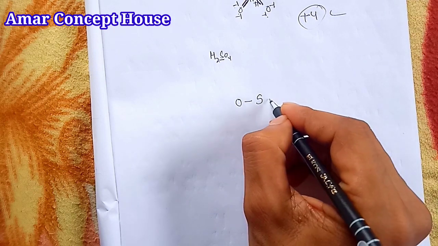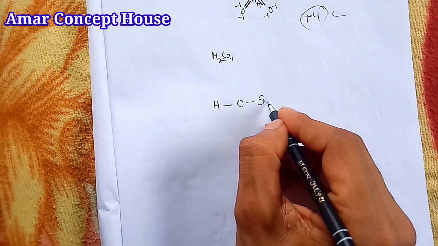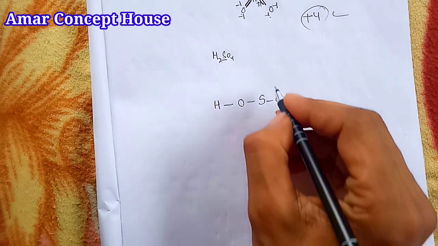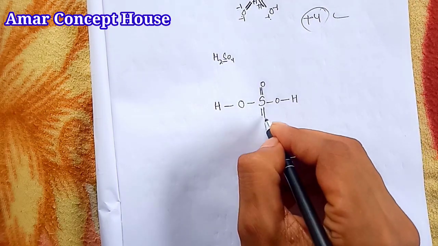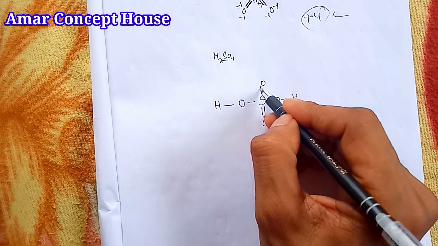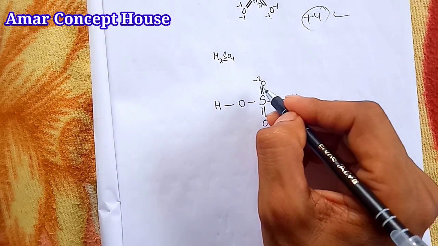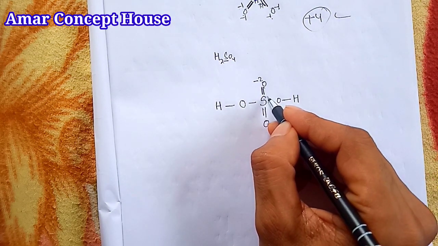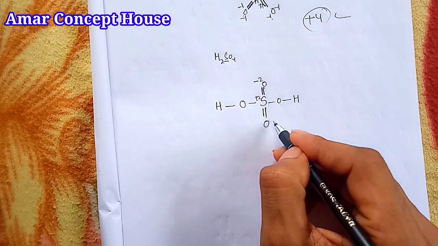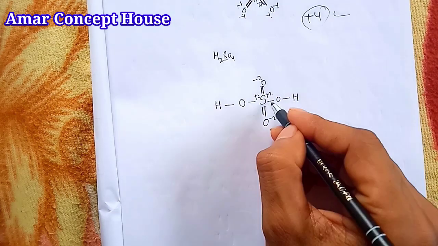single bond O, single bond H. Yes, single bond O, single bond H, and double bond O, double bond O. Now for these two bonds, on oxygen -2, and on sulfur +2. And similarly for these two bonds, on oxygen -2, on sulfur +2.